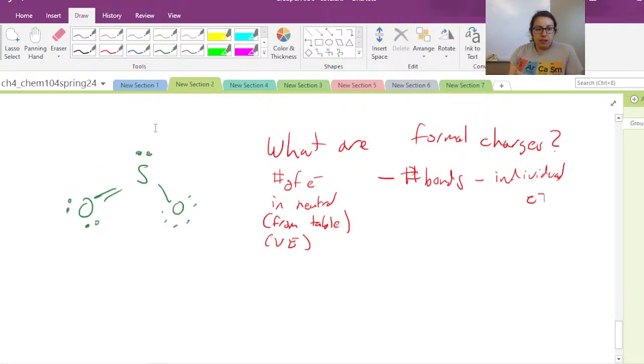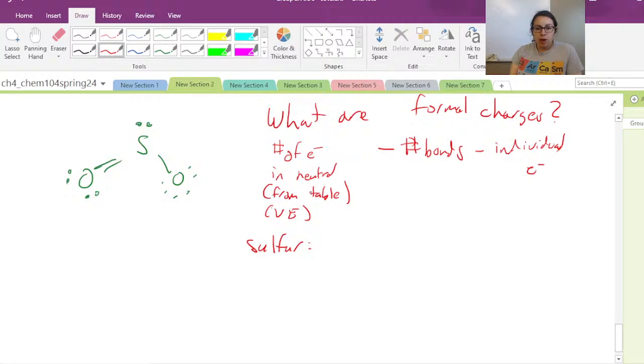And so if we analyze this for sulfur, from our structure here, the number of valence electrons, again just from our periodic table, is 6. Then minus the number of bonds, so it has 1, 2, 3 bonds, so minus 3. Then minus our individual electrons, so 1, 2. And so that leaves us with a positive 1 formal charge.